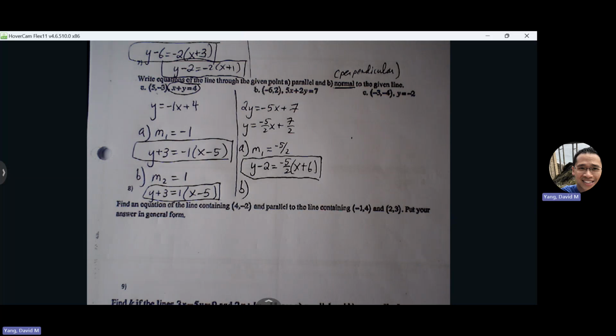Okay, any issues with rewriting the equation, pulling the slope to be -5/2, and including that slope and the point for your equation? What about part B? What's perpendicular to -5/2? Good, 2/5. Flip the fraction and change the sign.